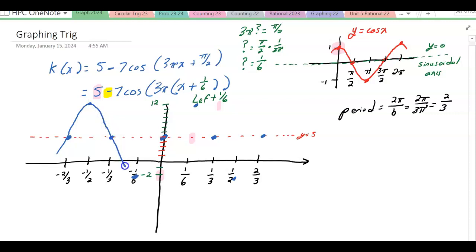So the idea of this problem is there is a horizontal shift of left pi over 6. And I have those pink highlights where the graph would be without the shift, and then I started shifting the graph over left 1/6.